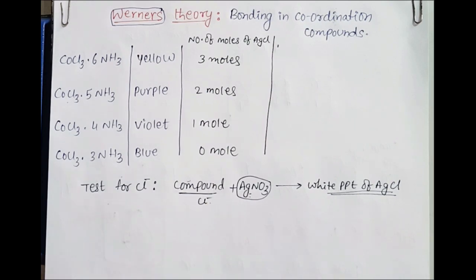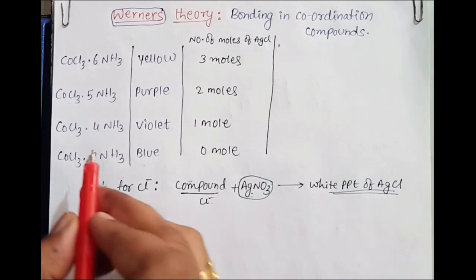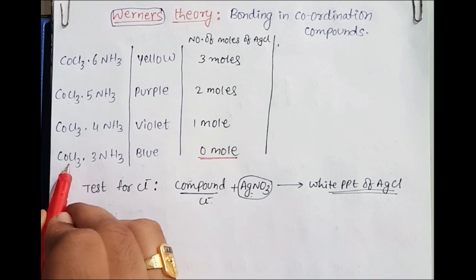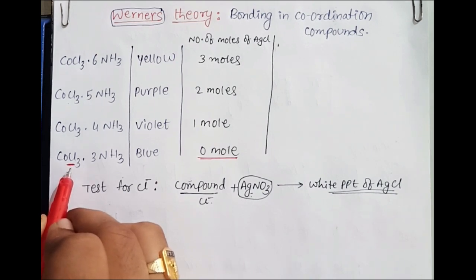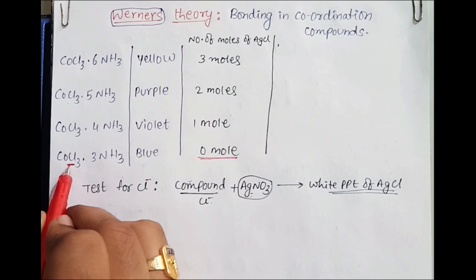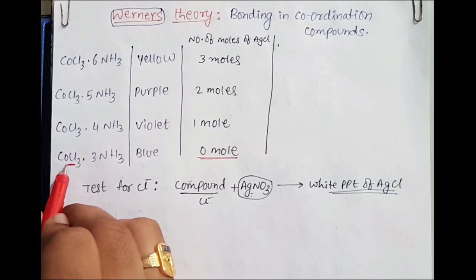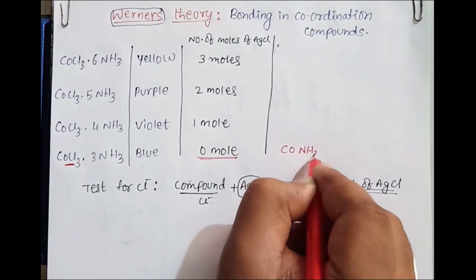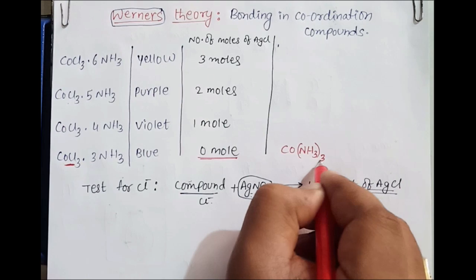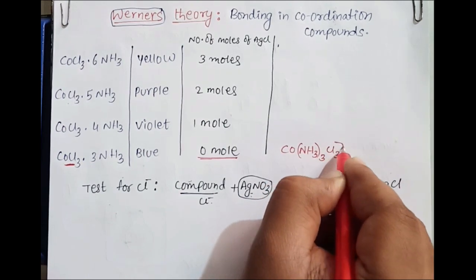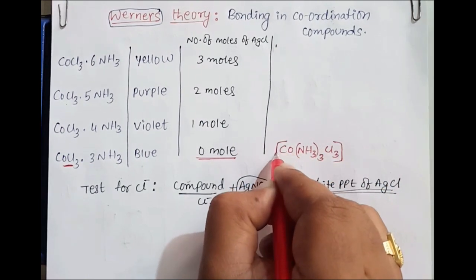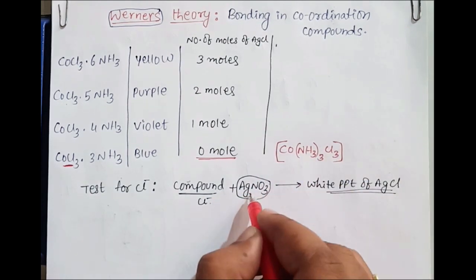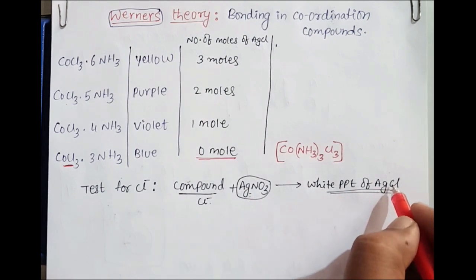Then he concluded that here there is no precipitate of AgCl, which means the chloride ions must be non-ionizable, not coming out. All the chloride ions must be present inside the bracket, and that's why there is no ionizable chloride ion. That's why on reacting with AgNO3 I am not getting AgCl precipitate.